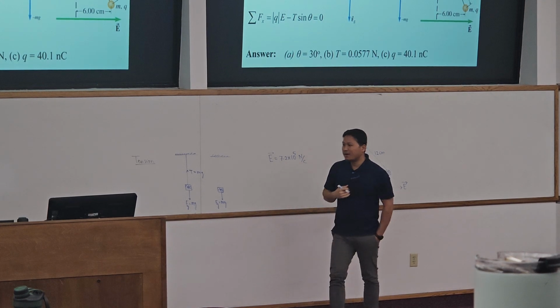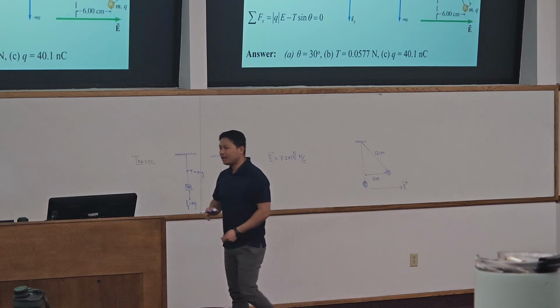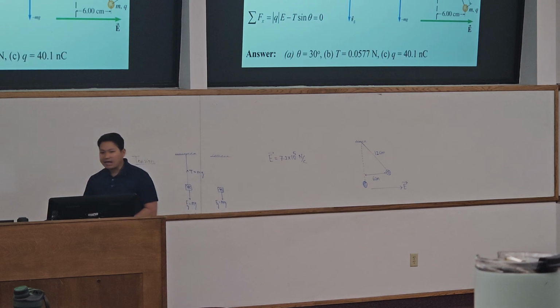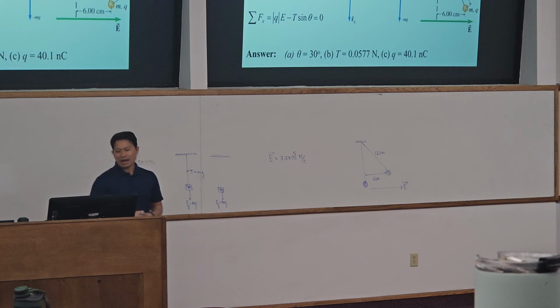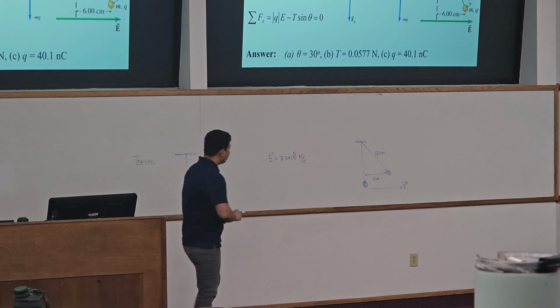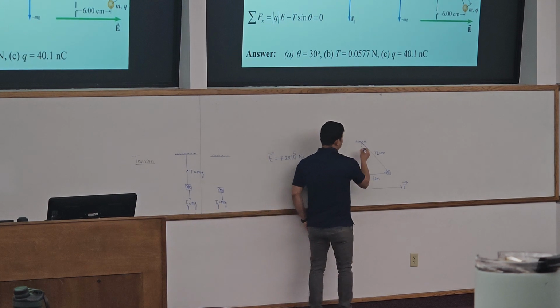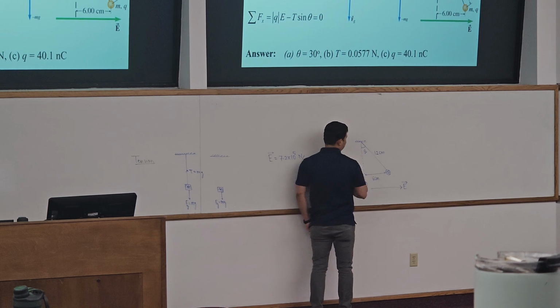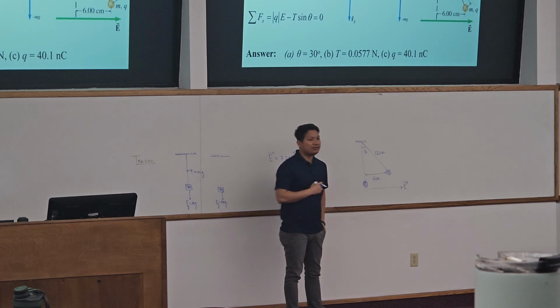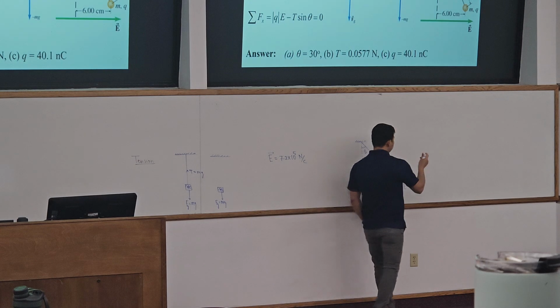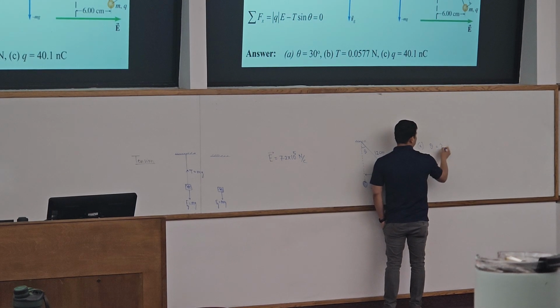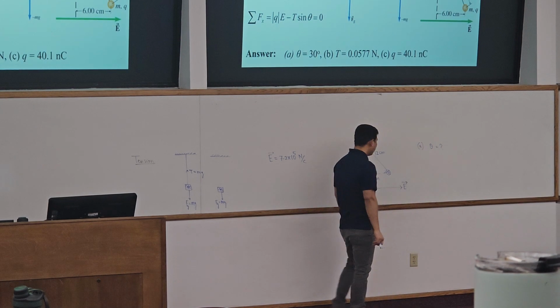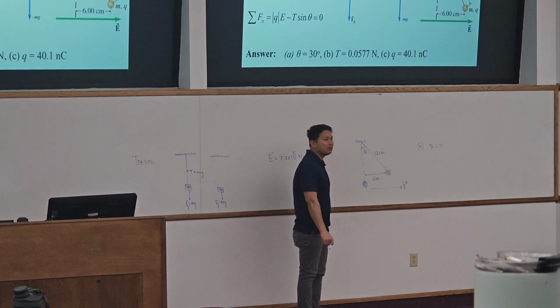So given this information, you have 3 parts over here. What is the angle theta that the thread makes with the vertical? I need to find this theta value. That's the easiest one for you guys. What is the theta value over here? The geometry, nothing else.